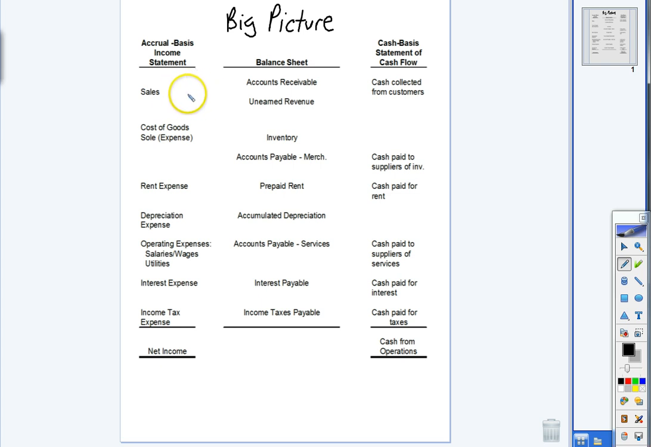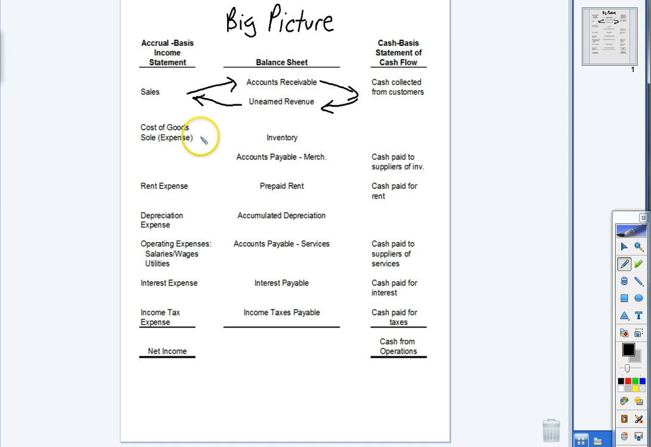Well, it's really driven home that we can have sales on account, which creates an accounts receivable for the balance sheet, and then later collect the cash. Or it may be that we collect the cash first. If so, it creates a liability on the balance sheet because we owe goods and services. That's the unearned revenue account. And later, we provide those goods and services and earn the revenue.